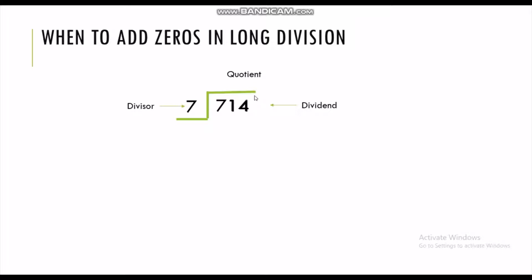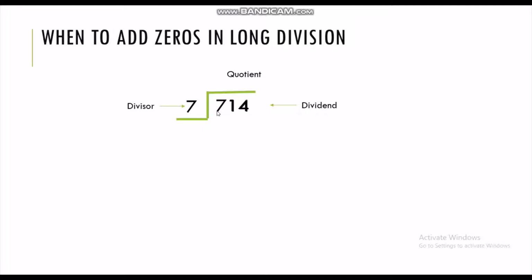Again, the number that you want to divide is called the dividend. The number that you want to divide by is called the divisor. And the result is called the quotient. Now, when to add zero in long division? You need to add zero whenever you encounter a step where the dividend that you're working on is less than the divisor. So whenever the dividend that you're working on is less than the divisor, write 0 in the quotient place. Let us get started and let us divide 714 by 7.